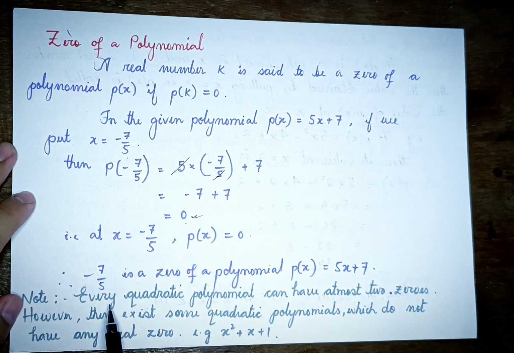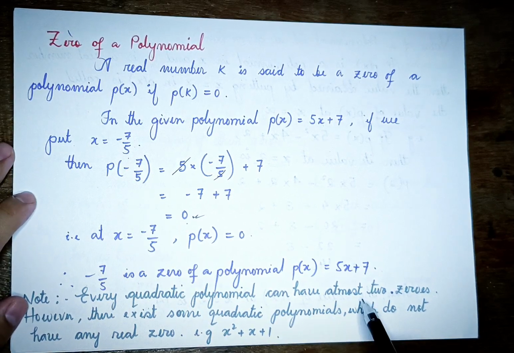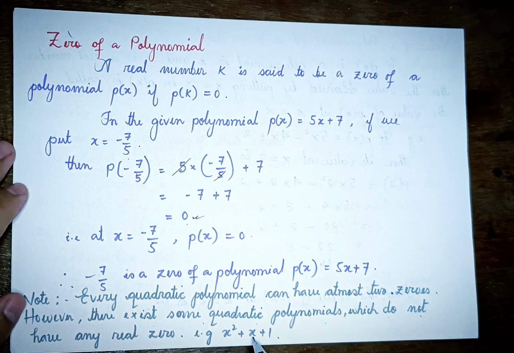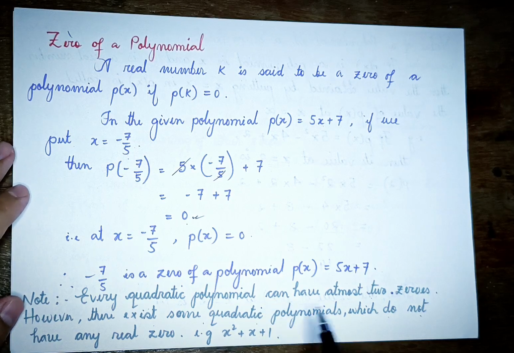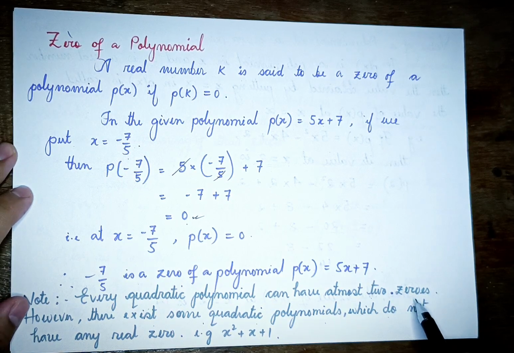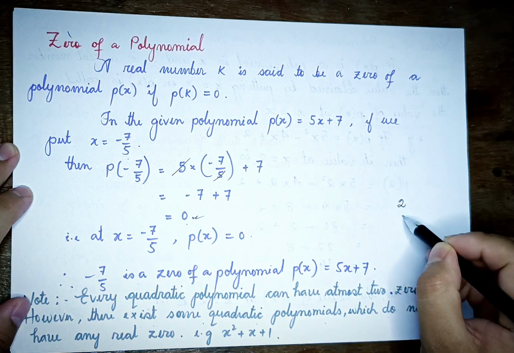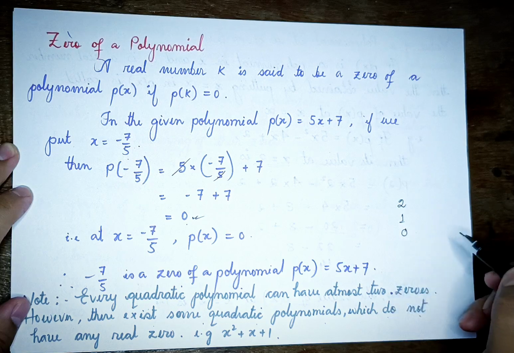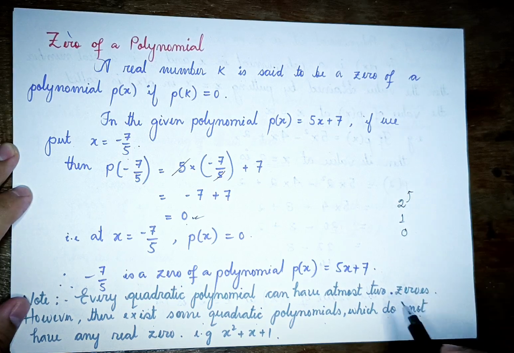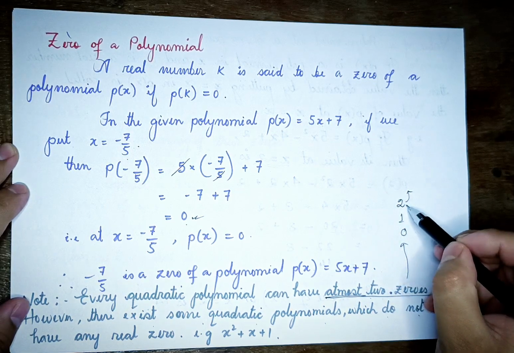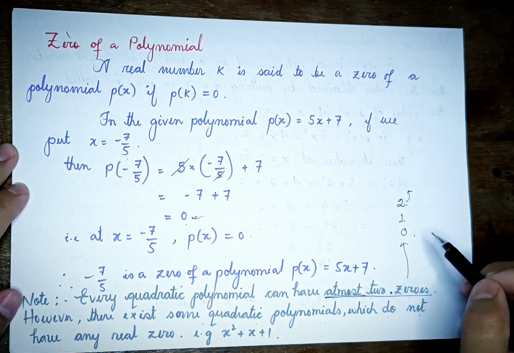Here there is a note: every quadratic polynomial can have at most two zeros. However, there exist some quadratic polynomials which do not have any real zeros. Example, x squared plus x plus 1. Quadratic polynomials can have two zeros, one zero, or no zeros, but they cannot exceed 2. That is the meaning of at most two zeros.